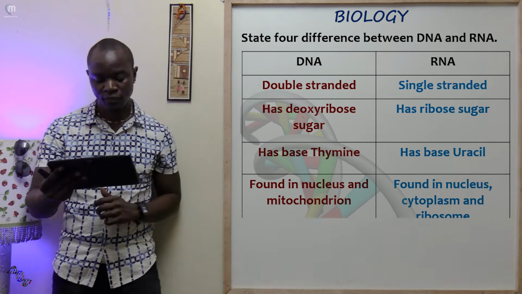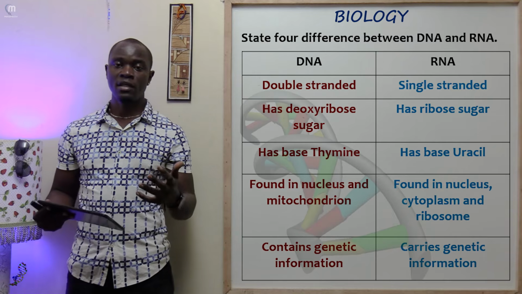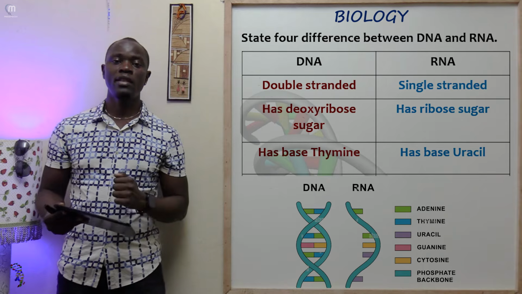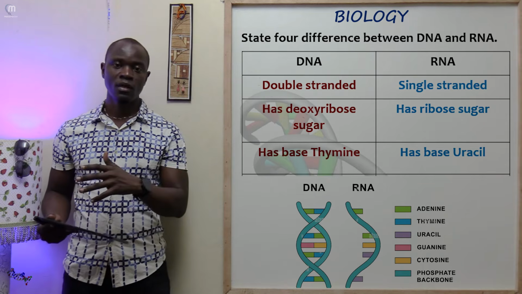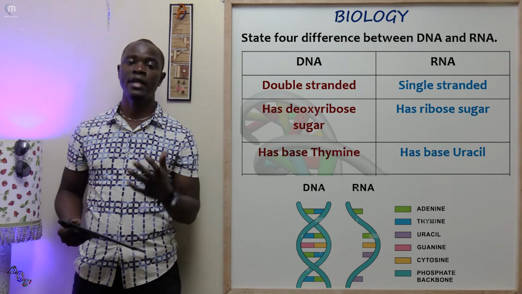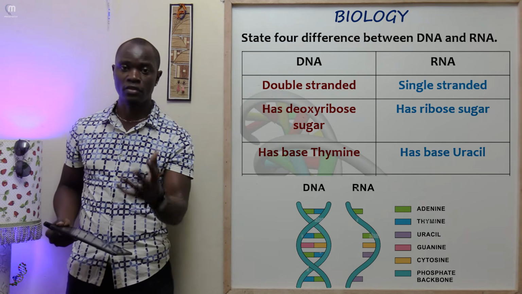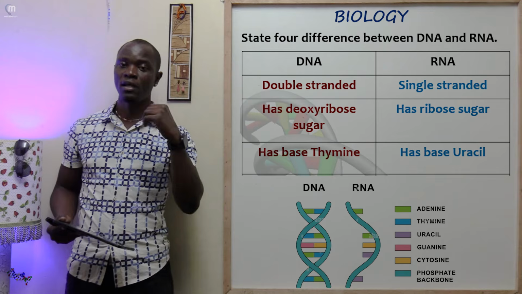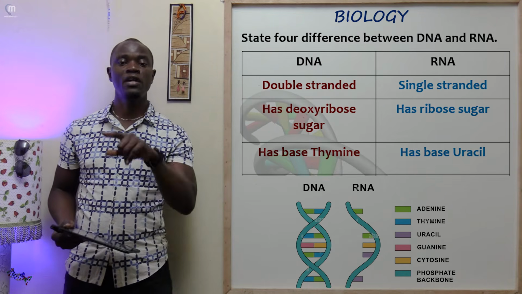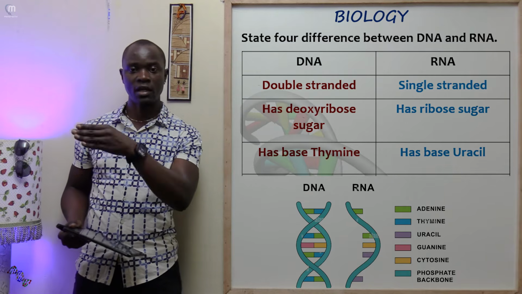So don't forget that. The other difference is that the DNA has the base thymine, while the RNA has uracil. So anytime in the DNA, or anytime in these helical structures, you see that we have adenine and thymine, always know that that should be DNA. Anytime you see in these helical structures that we have uracil, always note that that means that structure is an RNA.